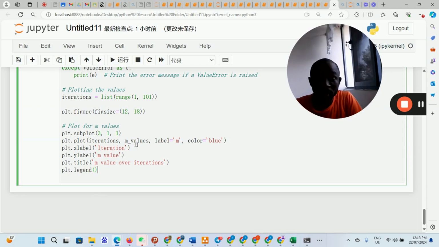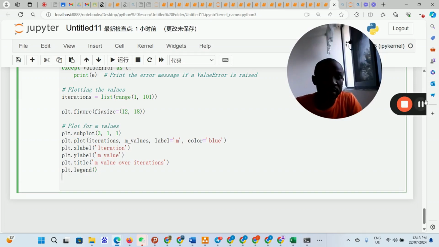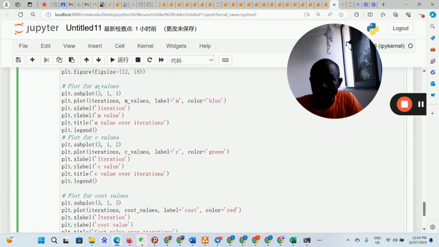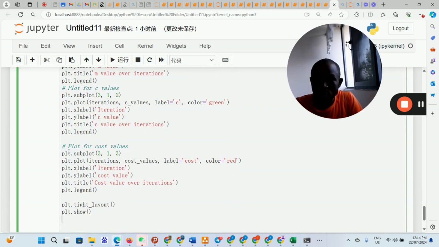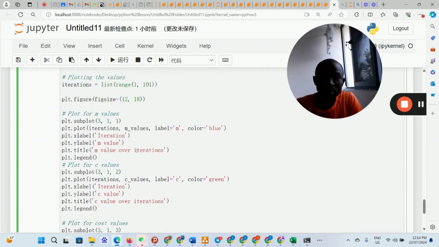Plot the x label. If this is something else, you have to go and learn my pandas lesson, that's lesson 34 right up to 35. Okay, pandas lesson. Then plot the x label iteration. So we have all this. So we have to plot the m value. So move again ahead. We plot the m value, we plot the c value, we plot the cost value. Those are the three values that we are plotting: the m value, the c value, the cost value.